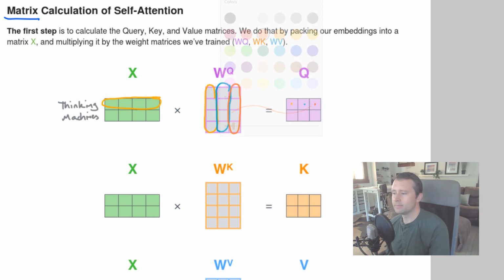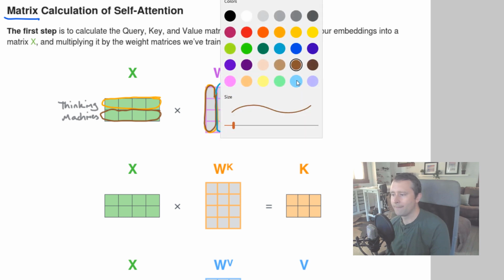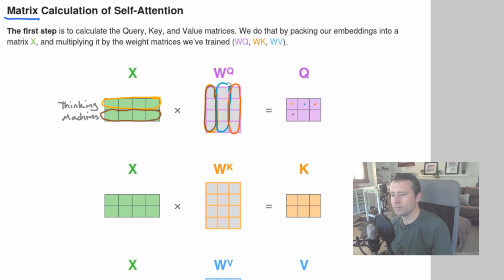Okay, and then now we do the same thing for machines. Multiply that against that. That produces this value. Multiply against that. Produces that value. All right, you get the picture. You know how matrix multiplication works.